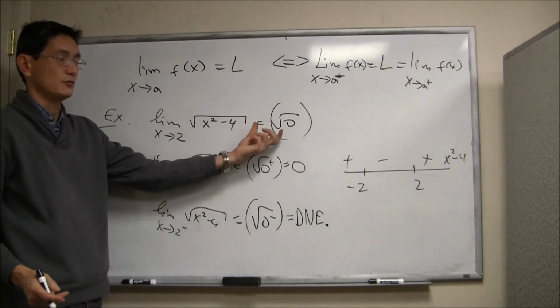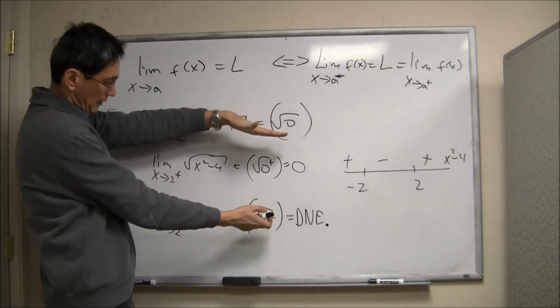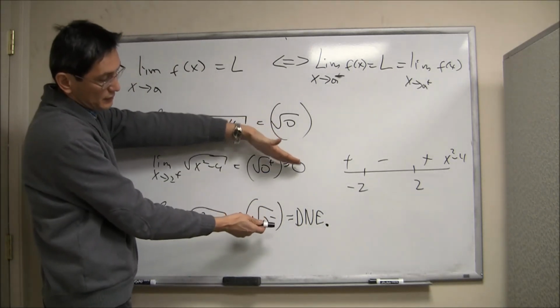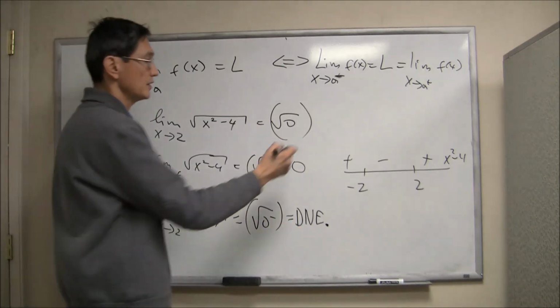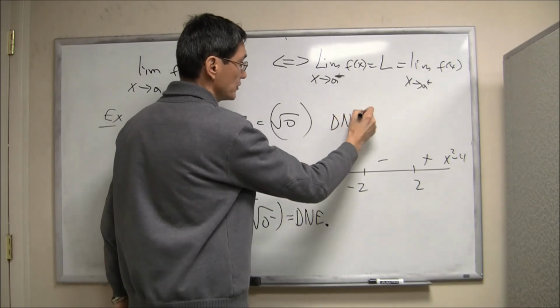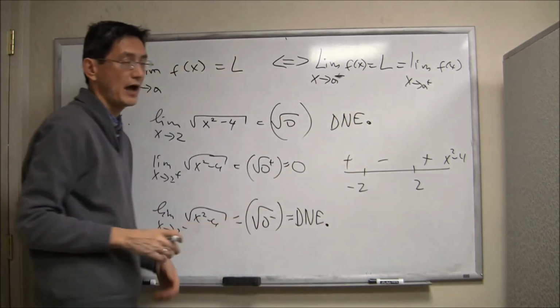Now if you look at two-sided limit, right side limit insists on 0, left side limit insists on does not exist, so two-sided limit cannot exist, because in order for two-sided limit to exist, both sides have to agree.